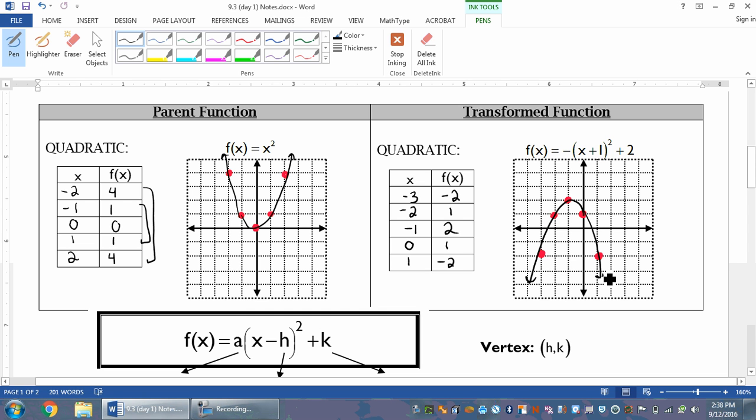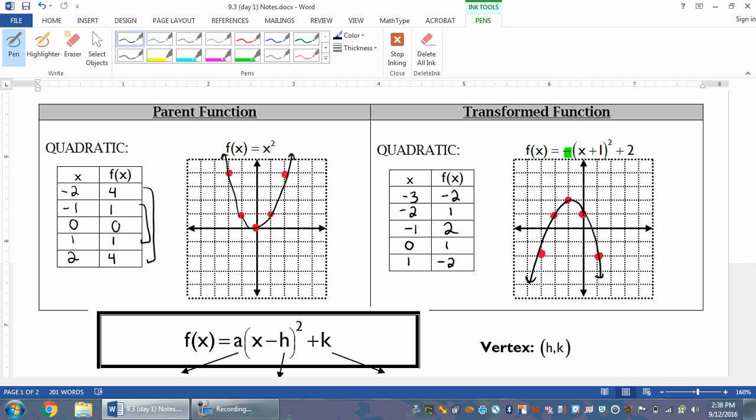Alright, now again, let's see if this graph has the same pattern. I go right 1, but I go down 1 actually. I go right 2, I go down 4. So it does have the same pattern with right and then how far you go up and down. And I know it's going to go down because there's a negative in front of that.